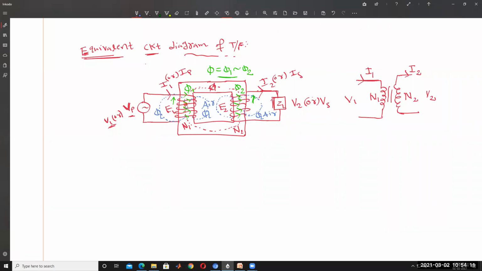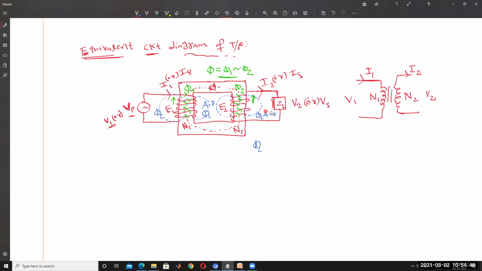Whatever flux is generated by the primary winding that completely links to the secondary side of the transformer is called useful flux. Some amount of flux is not linking through the transformer, so it is passing through the air of the transformer. That flux is called leakage flux. Because of the leakage flux, some power is wasted and there are some losses in the transformer. That means the flux is not utilized completely.